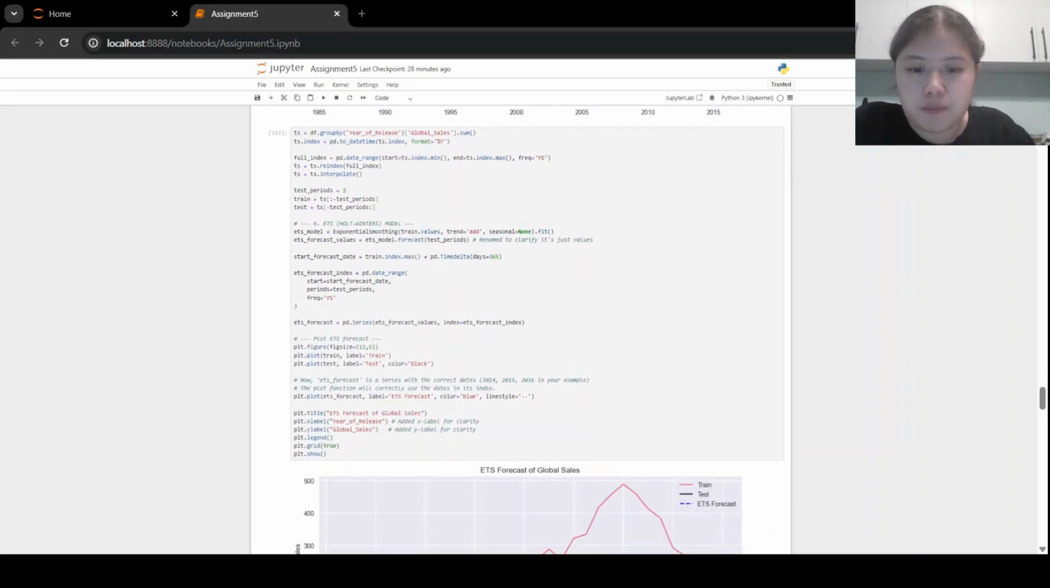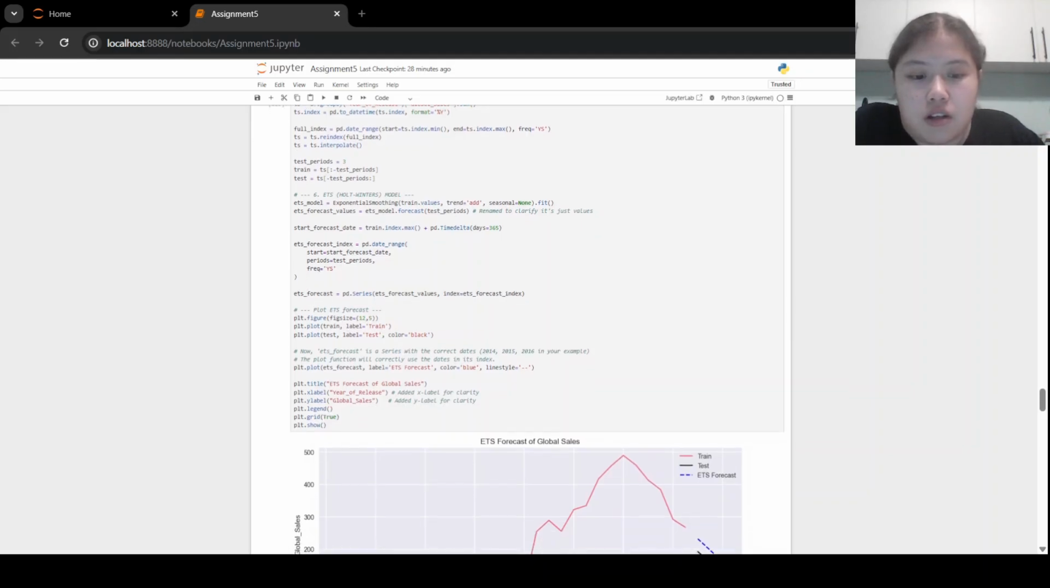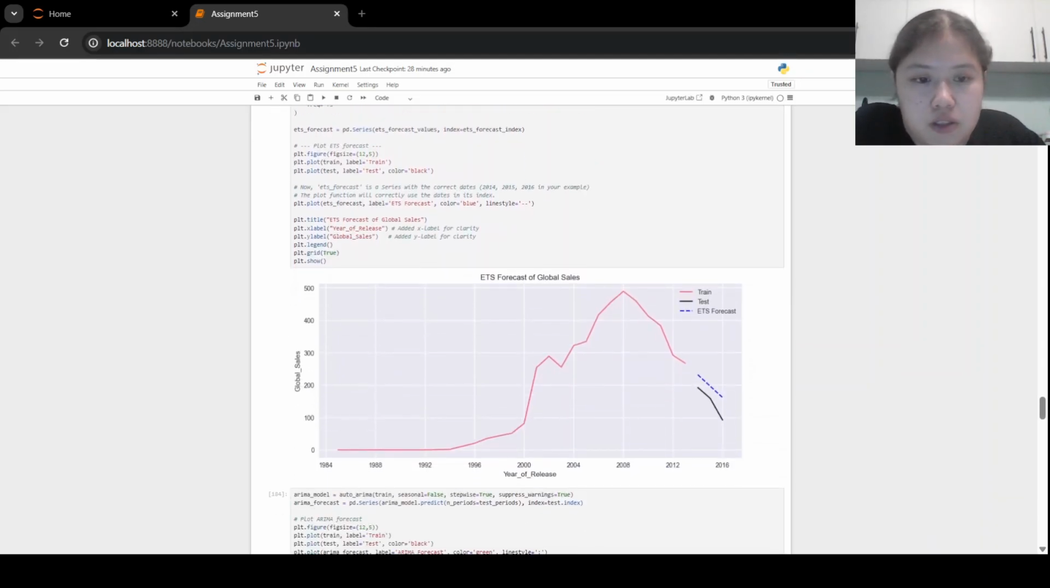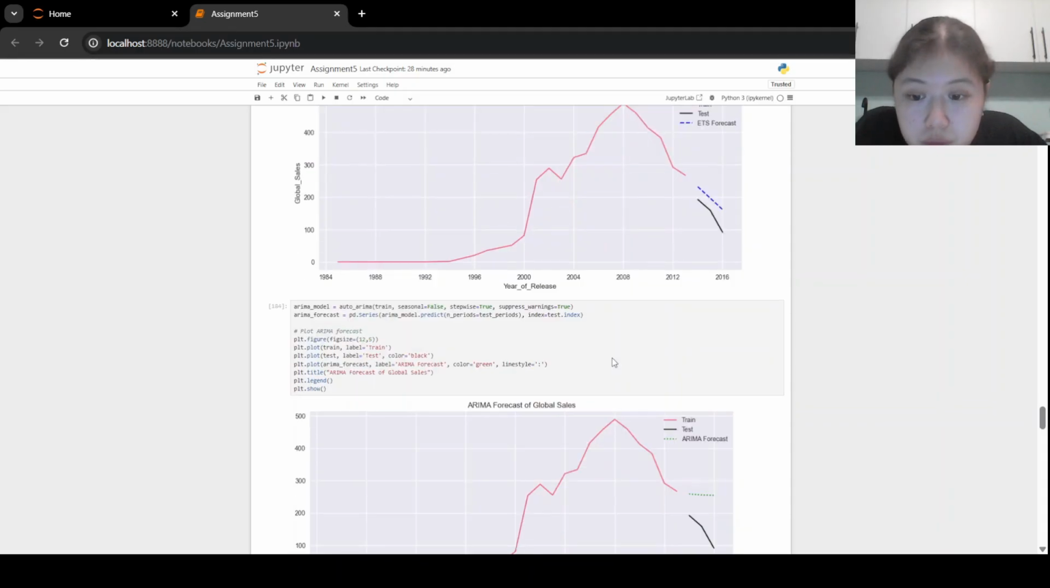For ETS, I am putting the last 3 years for test, and for train it's the rest of the data. I had to rearrange indexes here too, because there were missing years here too. And ETS itself is predicting to go downward, the same as the test, although on different scales. So as you can see here, we have test and we have ETS forecast. It seems like they are going on the same kind of downward slope, but they are on different values.